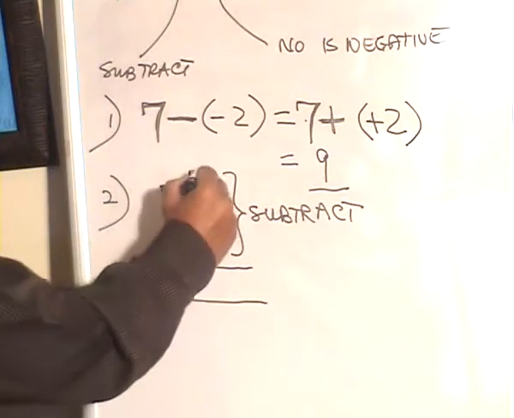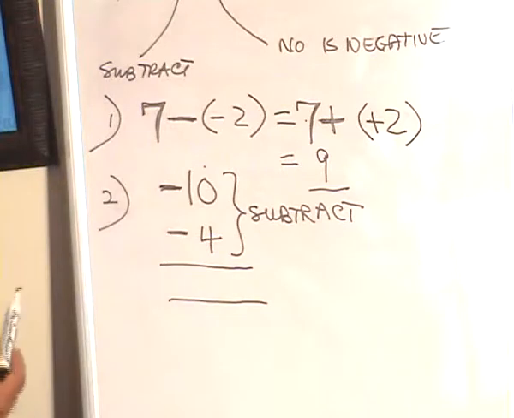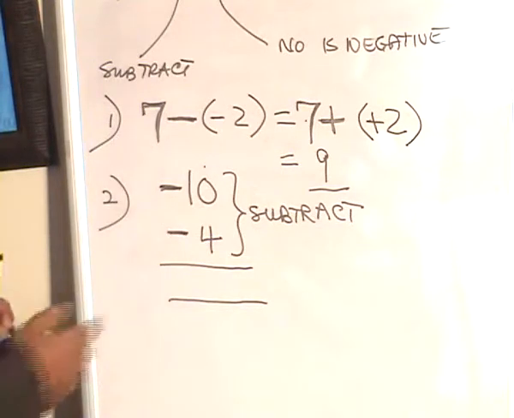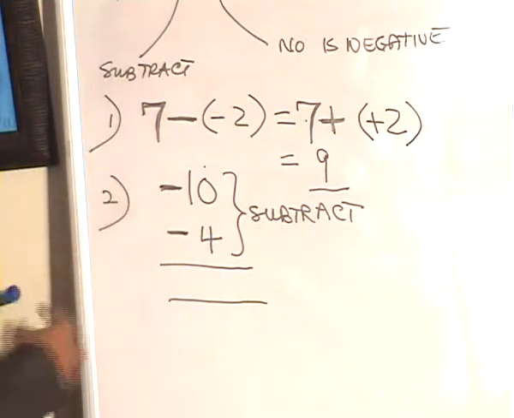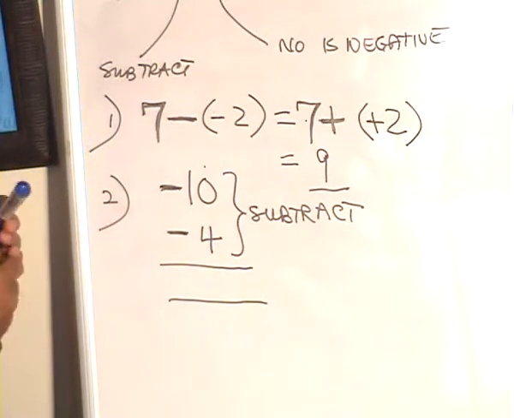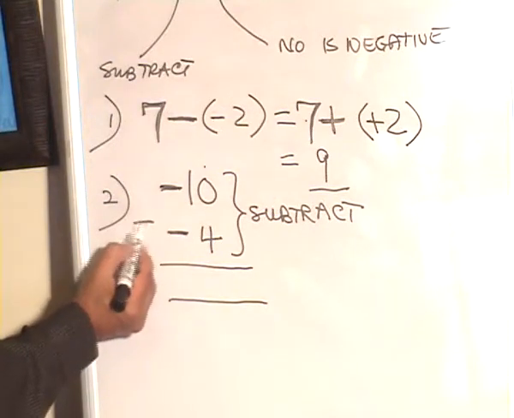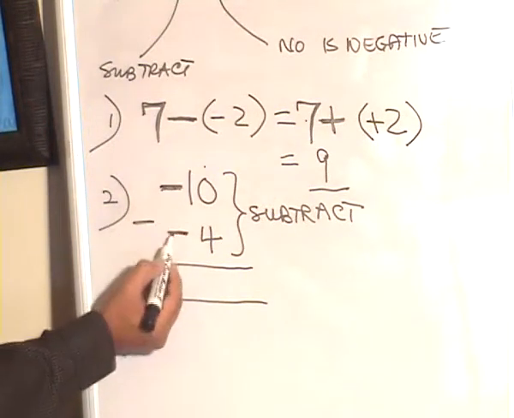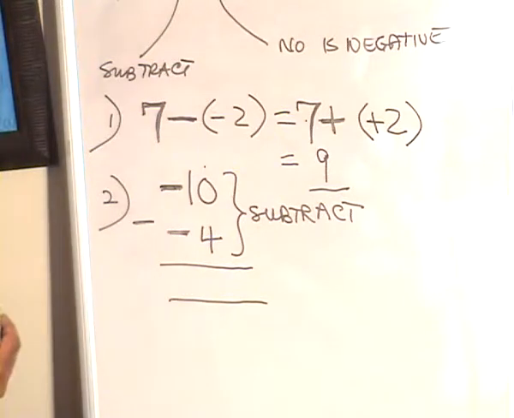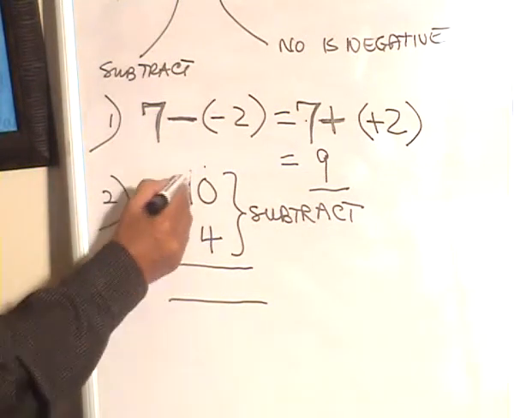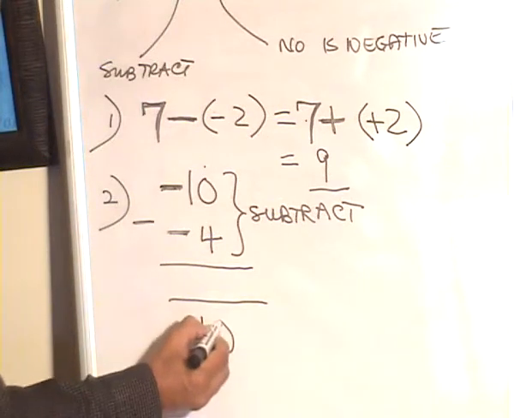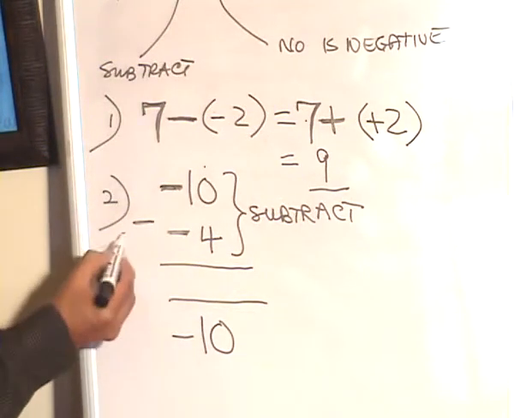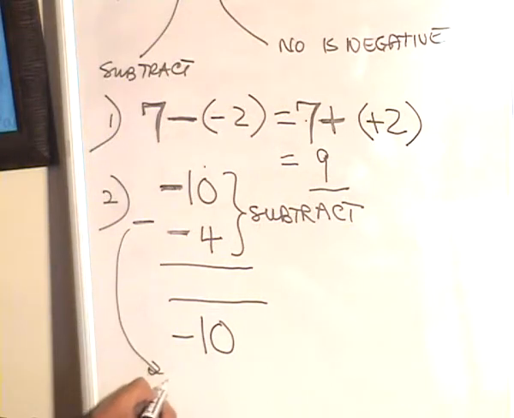Step 1, the first number is written as it is, so that's not a problem. Now, you see, the subtraction sign is not here. So better I write the subtraction sign here. So there's my subtraction sign. That is negative 10. That is negative 4. So rule 1 says, write the first number as it is. So there's minus 10. I'm writing it down here. Then it says, change the subtraction sign to a plus sign. So there's subtraction changed to plus.